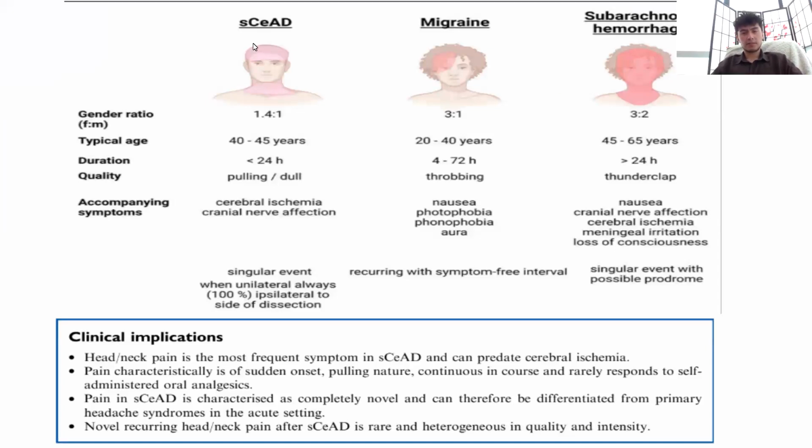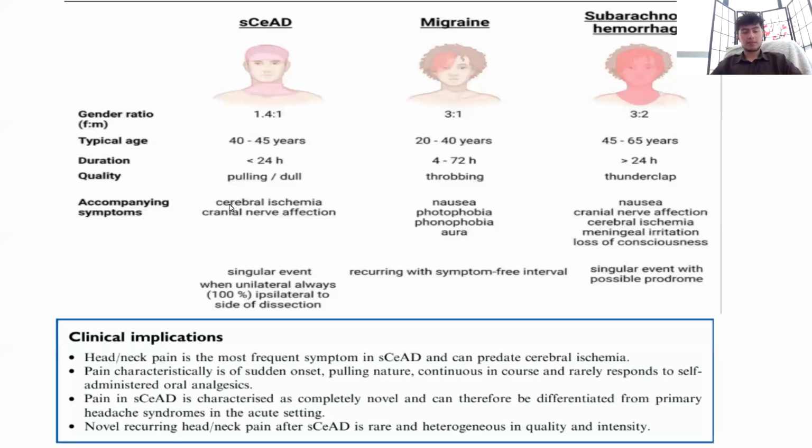And I took this image also from this article, and you see here subarachnoid hemorrhage, cervical artery dissection, and migraine: the locations, gender ratio. You see migraines more in females, and also cervical artery dissections, but it does not differ that much. Typical age, as you see, is middle-aged adults in cervical artery dissections, and quality: you see migraine throbbing, thunderclap in subarachnoid hemorrhage, and pulling and dull. By the way, it differs from article to article. In this research, the patients mostly have pulling type of headache, and in another article it was throbbing, so it changed. It's not always like this.